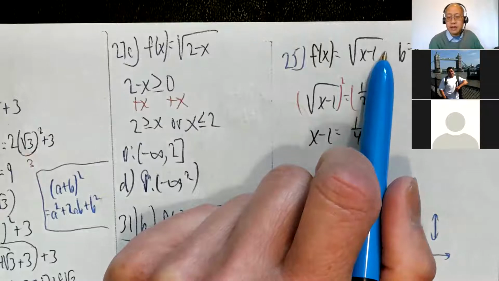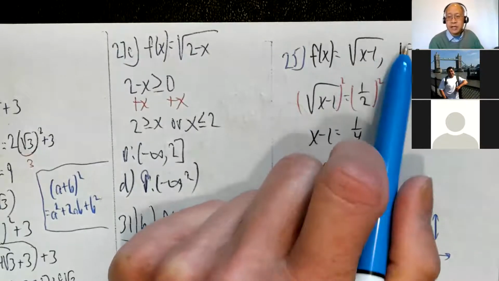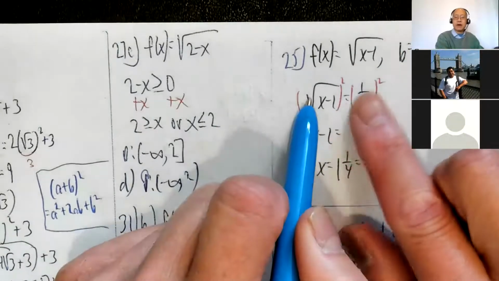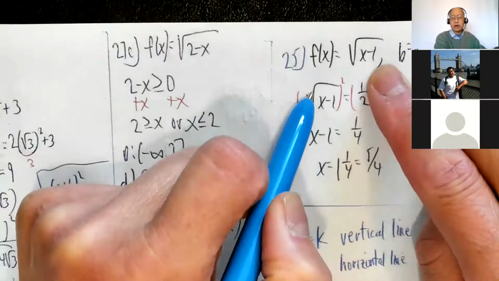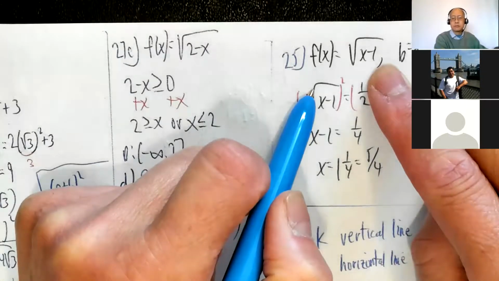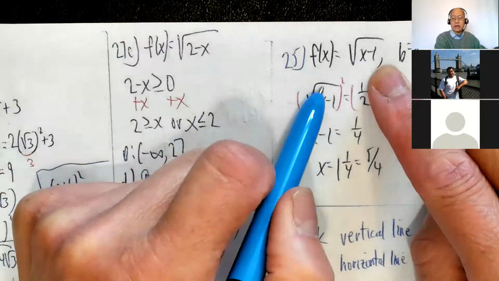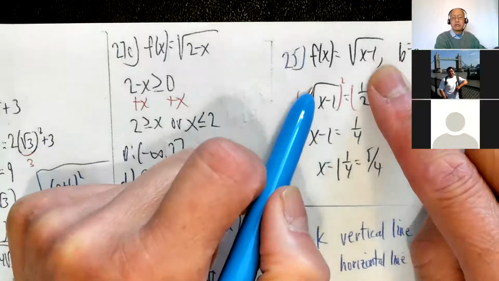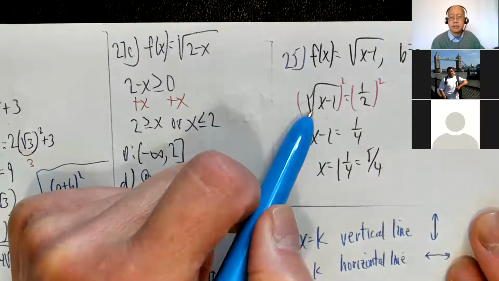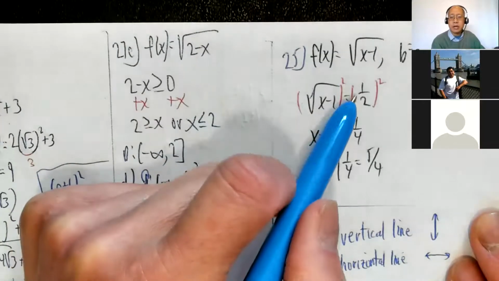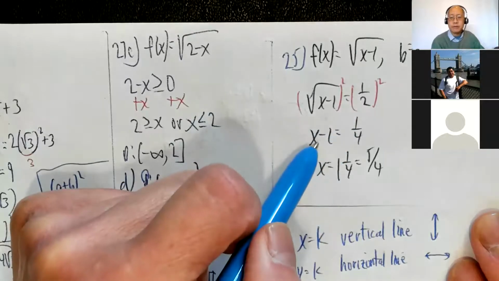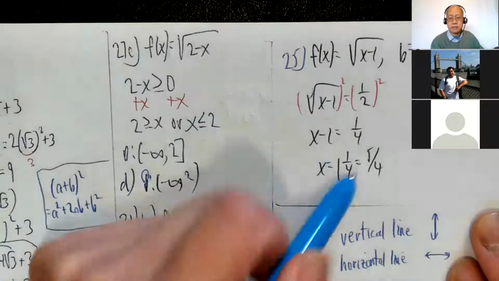The words are kind of funny. But find a value of x so that this is a half. So in other words, square root of x minus 1 is equal to half. Solve. Make that equal to half. So how do I get rid of the square root? Square both sides. X minus 1. 1/2 squared is 1/4. And then just add 1 to both sides.